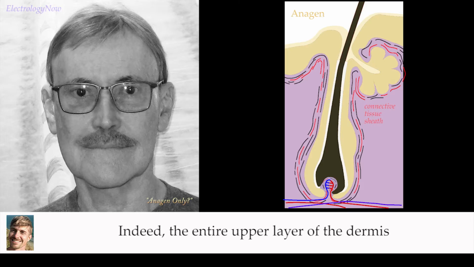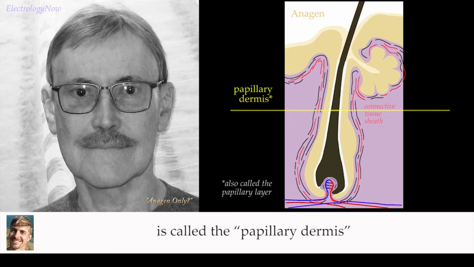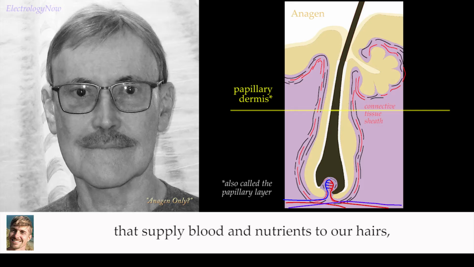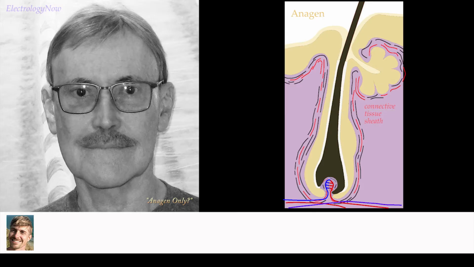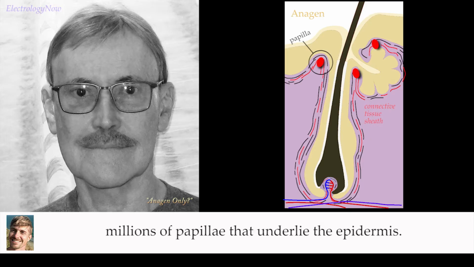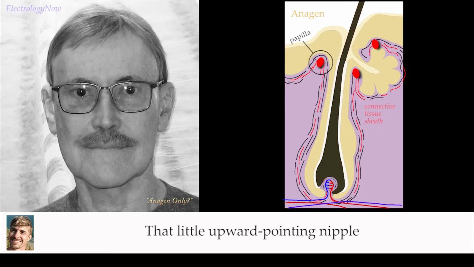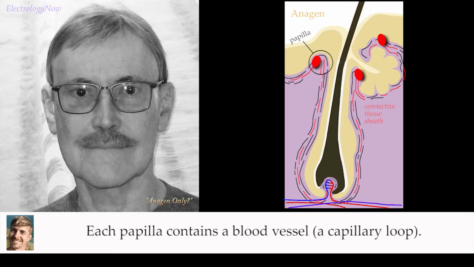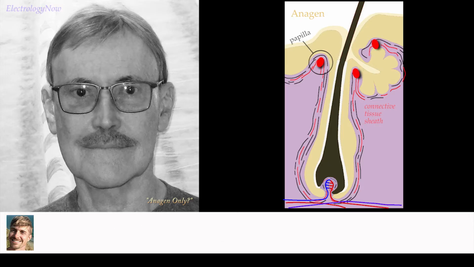Indeed, the entire upper layer of the dermis is called the papillary dermis because it contains millions of papillae that supply blood and nutrients to our hairs, the entire epidermis, and all other skin appendages. I've drawn in a few red dots to show the location of the millions of papillae that underlie the epidermis. That little upward pointing nipple is called the papilla, Latin for nipple. Each papilla contains a blood vessel, a capillary loop.